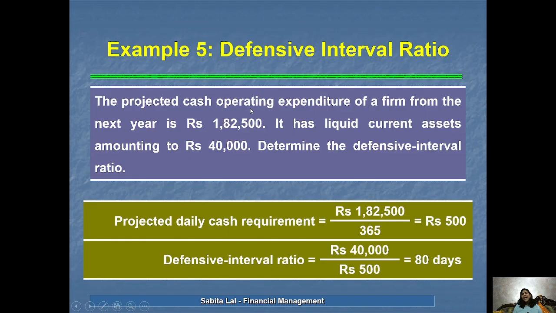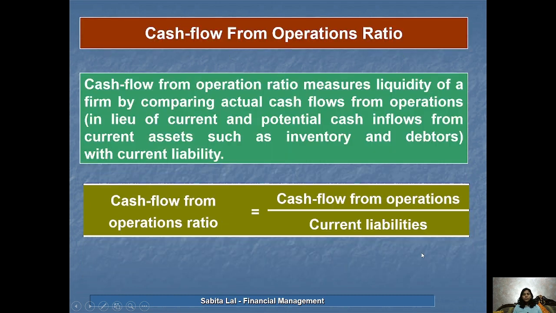Example: the projected cash operating expenditure of a firm for the next year is 1,82,500 and it has a liquid current asset amount of rupees 40,000. You have to determine the defensive interval ratio. I know my value: the operating expenses divided by the number of days. To calculate the interval, I take the amount of current assets divided by the projected daily cash requirement, and I will get the number of days.